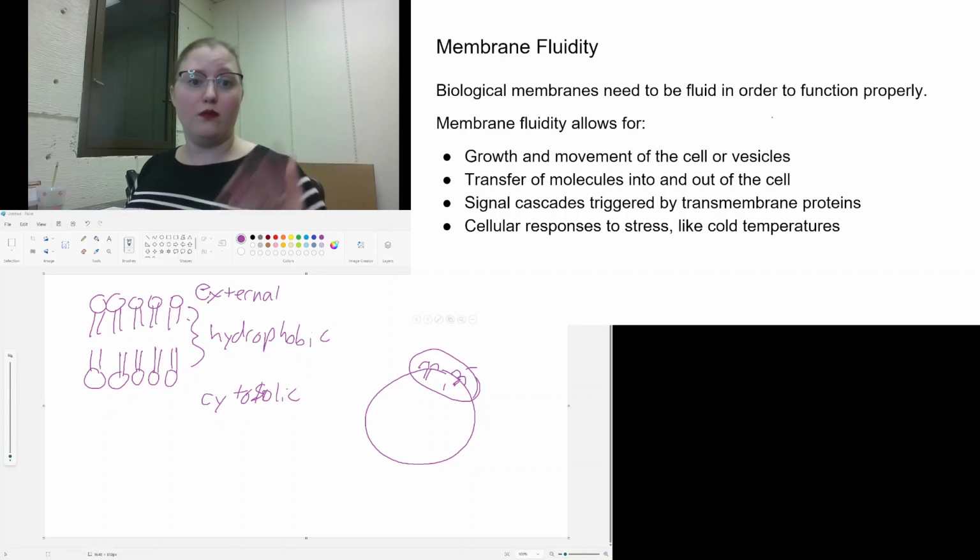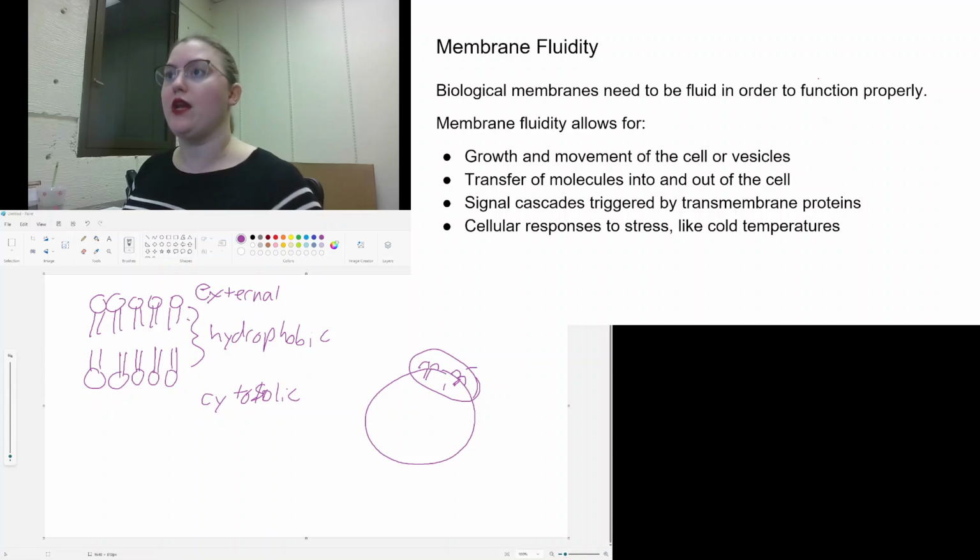Let's flip, and this is our second to last trait, membrane fluidity. So phospholipid bilayers and cell membranes in particular are fluid, right? They are not static. The membrane shifts, it moves, the phospholipids spin. And this fluidity is essential to the function of the cell. So this is essential for growth and movement.